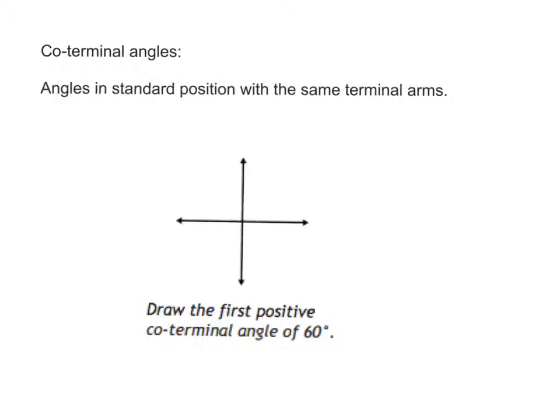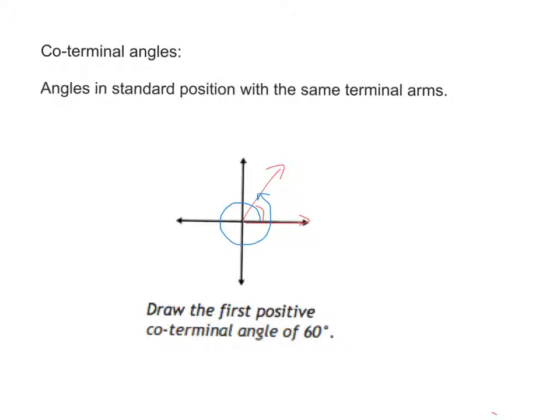Co-terminal angles. Angles in standard position with the same terminal arms. And it says draw the first positive co-terminal angle of 60 degrees. So we'll start with 60, which is around there. That looks like 60 degrees. But we want another angle that has the same terminal arm, but it's not the same angle. So we're going to go all the way around. I'm going to start at the positive x-axis, go past that, all the way around to it again.